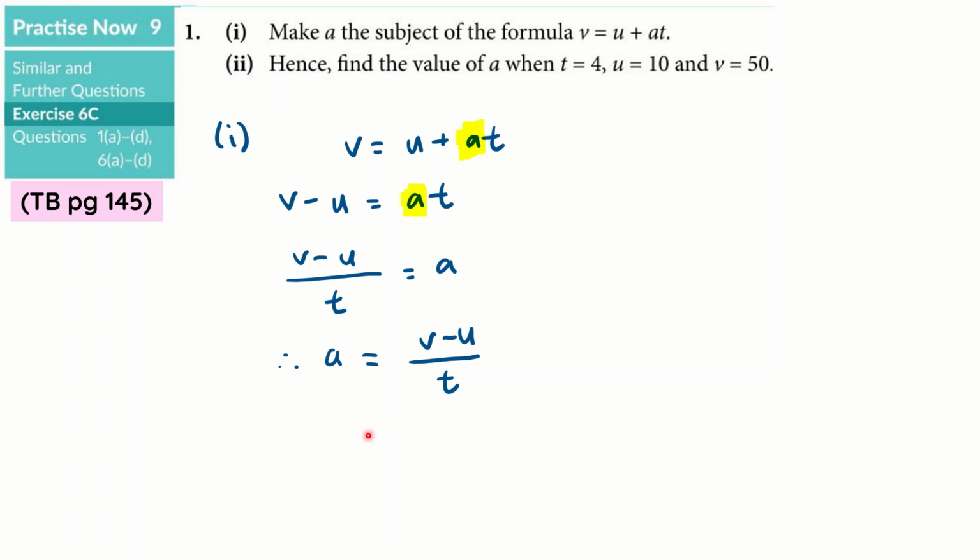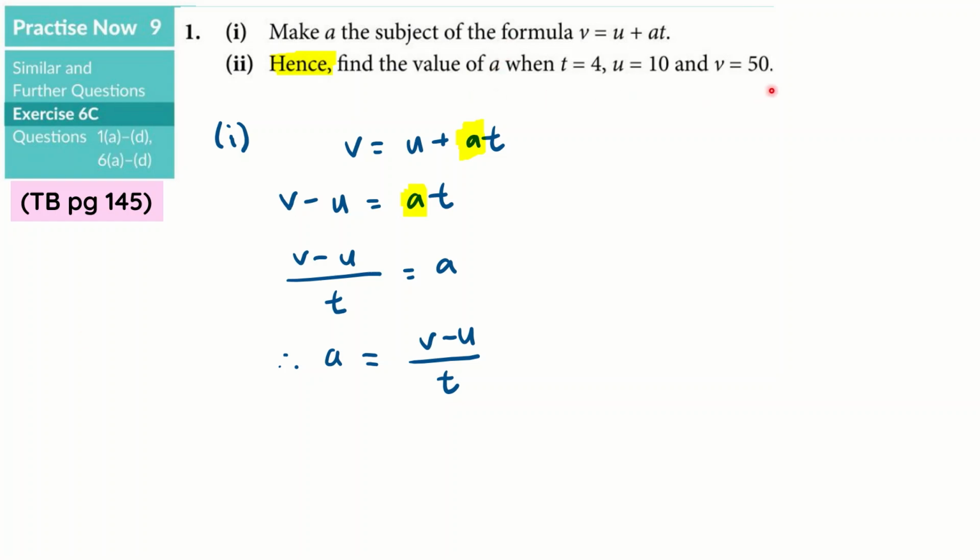Next, we look at part 2. Part 2 says hence. So I'd like us to take note of this word here, hence, which means that I must make use of my answer in part 1. The question wants us to find the value of A when T is equal to 4, U is equal to 10, and V is equal to 50.